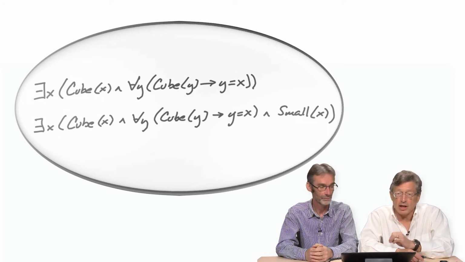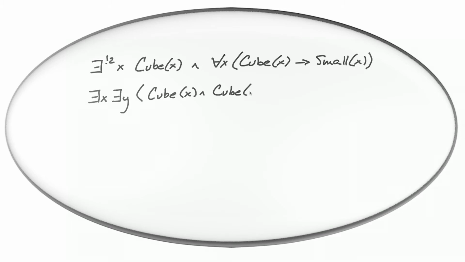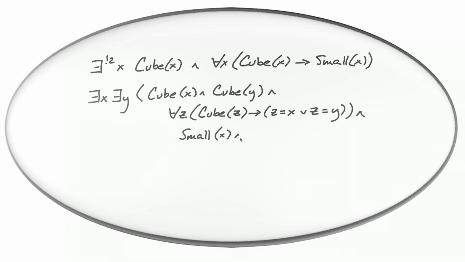Now, in our official language, the translation looks like it is a bit more complicated, and it's more obviously a generalization of the Russellian case for the single unique object. So there is an x and a y, such that x is a cube and y is a cube, and x and y are different. And for any z, if z is a cube, then it's got to be equal to one of those two, and both x and y are small. So that's how we would say it if we were writing it in the official language.